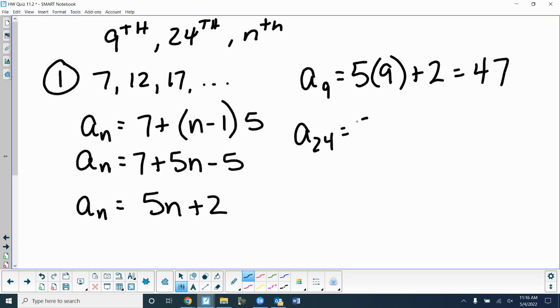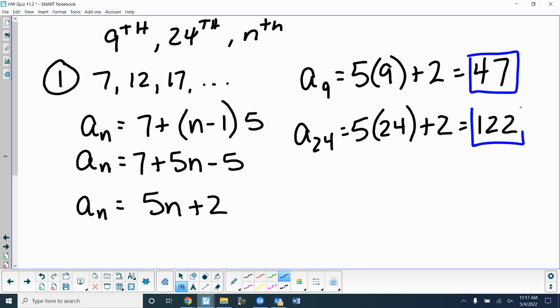And then I go 5 times 24, which is 120, plus 2 is 122. So you need that answer, this answer, and this answer for number 1.